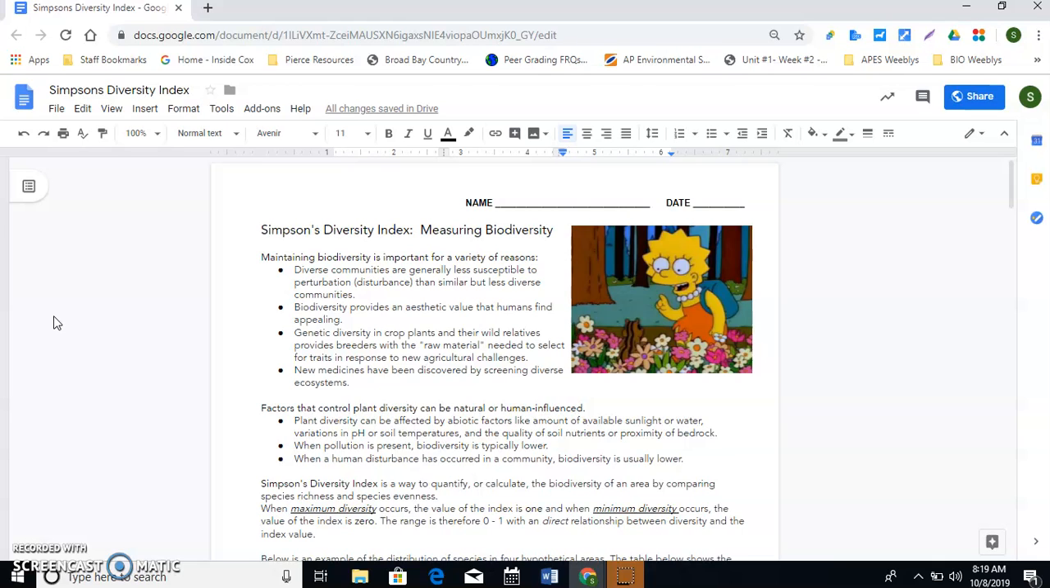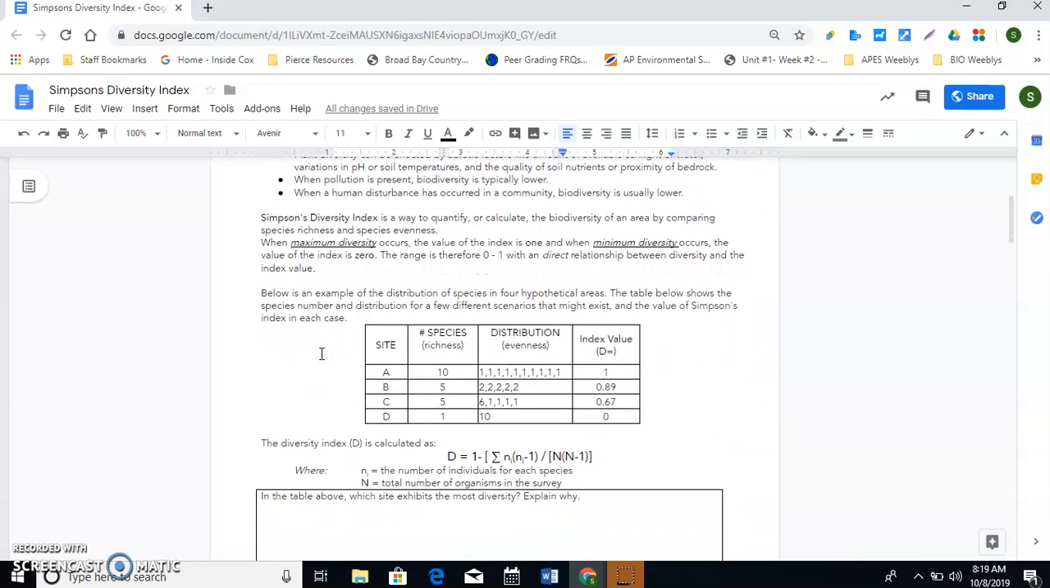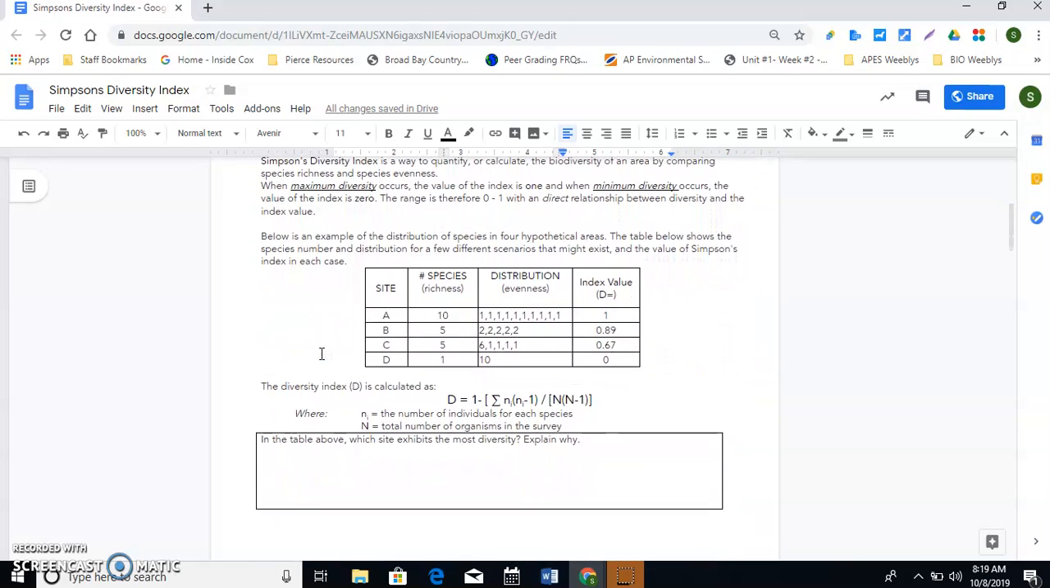So looking at Simpson's Diversity Index, let's scroll. Here in our example, we have 4 different sites. We have our number of species, which is the richness. Obviously, if we look at just species richness, site A is going to win. It's got 10 different species. Site B has 5, and we have 5 in C and 1 in D. So D is low, A is high.